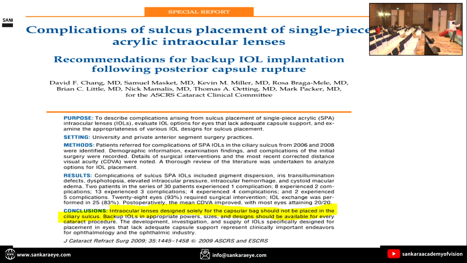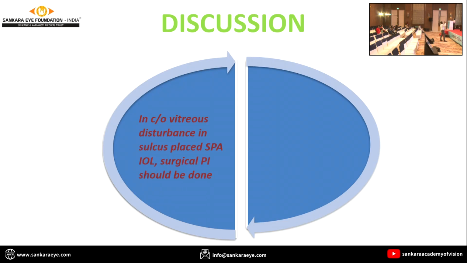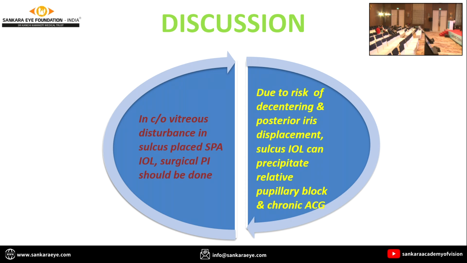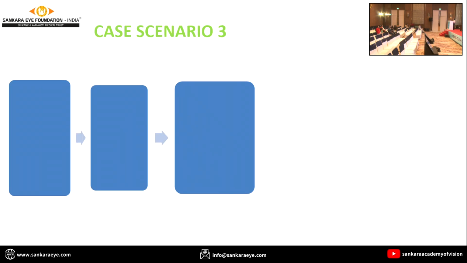One study says that an intraocular lens designed solely for the capsular bag should not be placed in the ciliary sulcus. It may cause pigment dispersion, iris transillumination defects, dysphotopsia, elevated intraocular pressure, intraocular hemorrhage, and cystoid macular edema. So in case of vitreous disturbance, in the sulcus place a single piece acrylic IOL, and PI should be done. Due to the risk of decentering and posterior iris displacement, sulcus placement can precipitate relative pupillary block and chronic angle closure. So I'm going to tell my other case scenario.